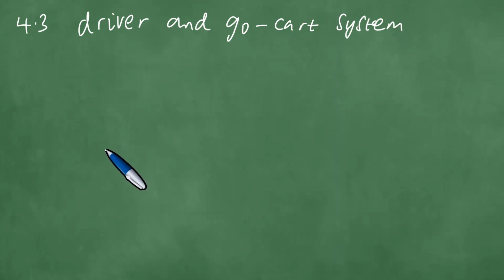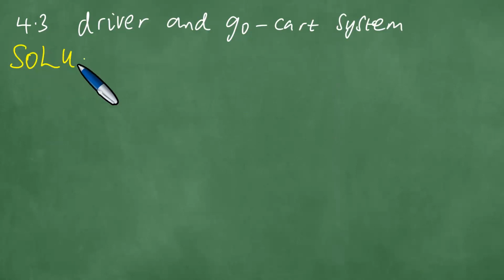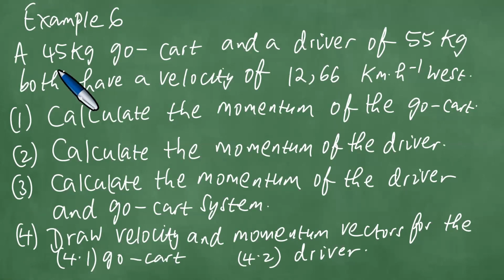Okay, let's look at this one now. Solution. What is the solution to this? A 45 kilogram go-kart and the driver of 55 kilograms both have a velocity of 12.66 kilometers per hour west. We need to calculate the momentum of the go-kart. Let's look at the mass of the go-kart. What is the mass of the go-kart? It's 45 kilograms, and that of the driver is 55 kilograms. Both have this velocity.